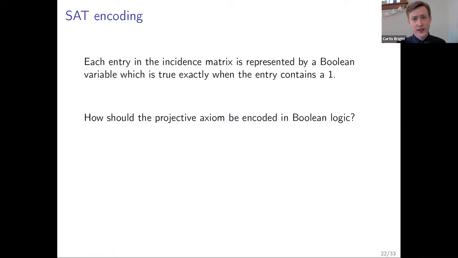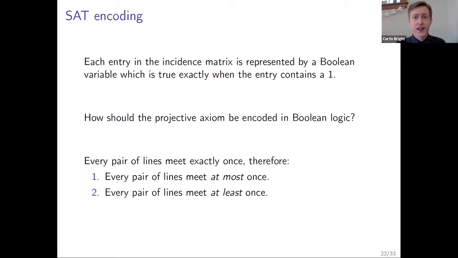The entries in your matrix are 0 and 1. The values in Boolean logic are true and false. So we just let 1 represent true, 0 represent false. So we just have a variable for every entry in the matrix. How do we go about encoding the projective axiom and these other axioms?